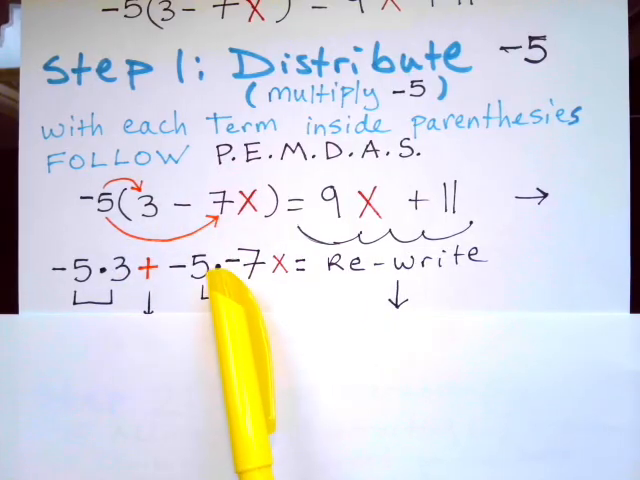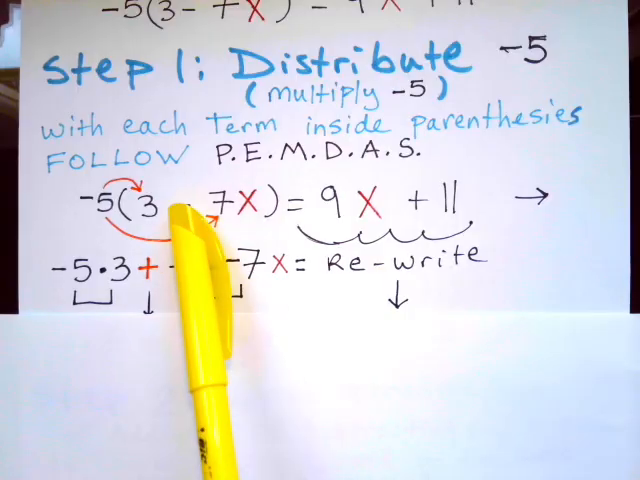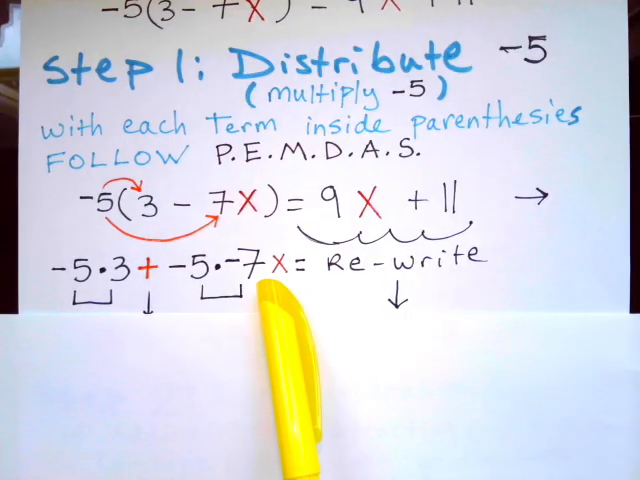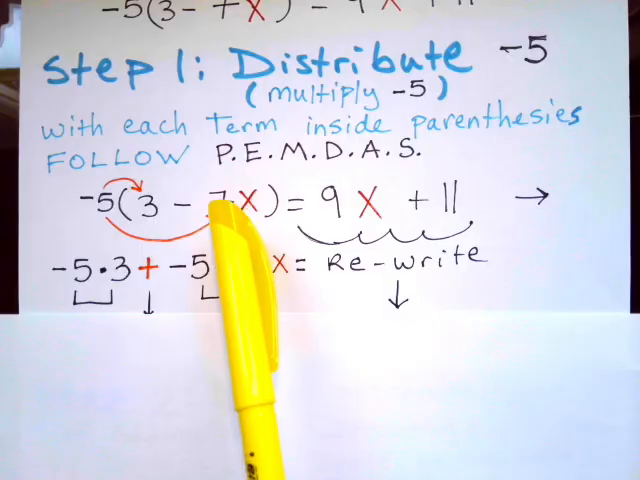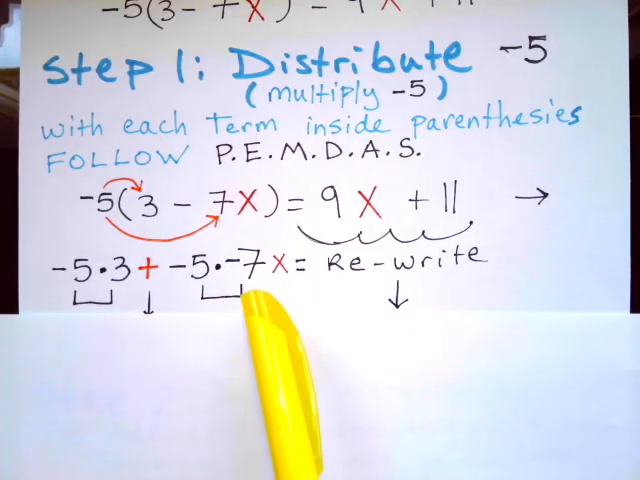Don't forget that negative. That's where a lot of mistakes come. Students will forget that negative and they'll just put a 7x. And that one mistake can make the entire problem wrong. So keep an eye on that negative. It goes with that 7x.